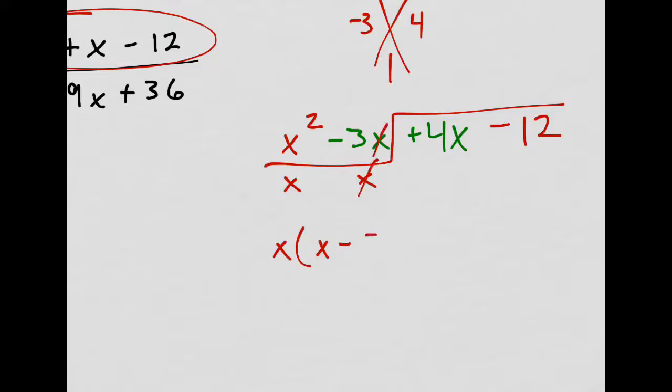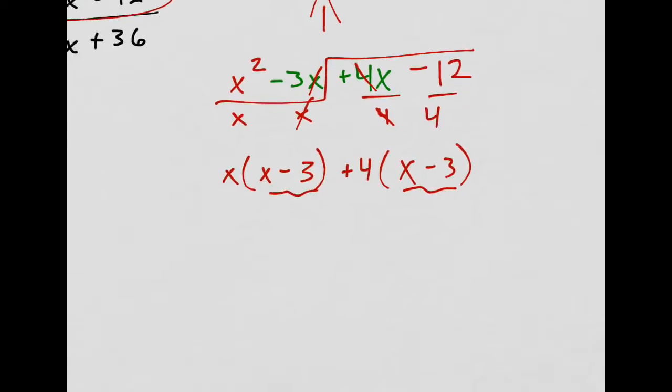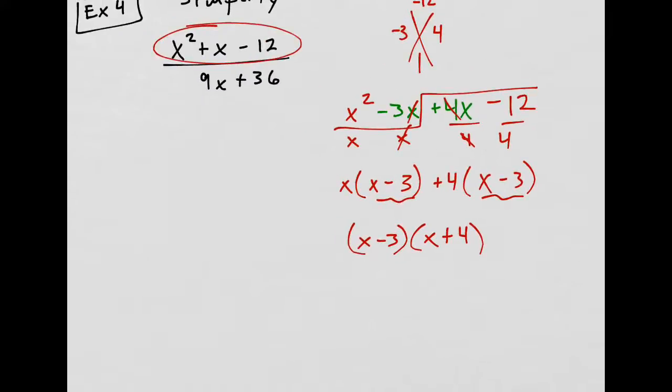minus 3. Here I can divide by just 4. It's positive, so I have a positive 4 on the outside. Cancels out to 1, so it's 1x, or just x, minus 3. Look at that. They are the same. So I have x minus 3 and x plus 4. So that's what the top changes into: x minus 3 times x plus 4.